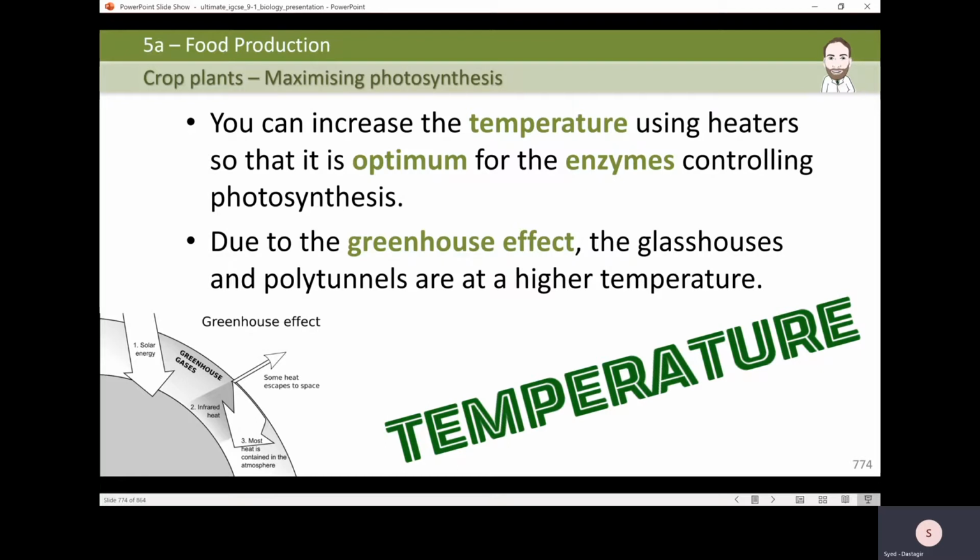So obviously photosynthesis is a chemical reaction. Chemical reactions are controlled by enzymes, or can be sped up by enzymes, as long as there are optimum conditions. So due to the greenhouse effect, however, the glass houses and polytunnels are at higher temperatures, and you should remember what greenhouse gases are in pollution, and there's a little diagram just reminding you about the greenhouse effect.